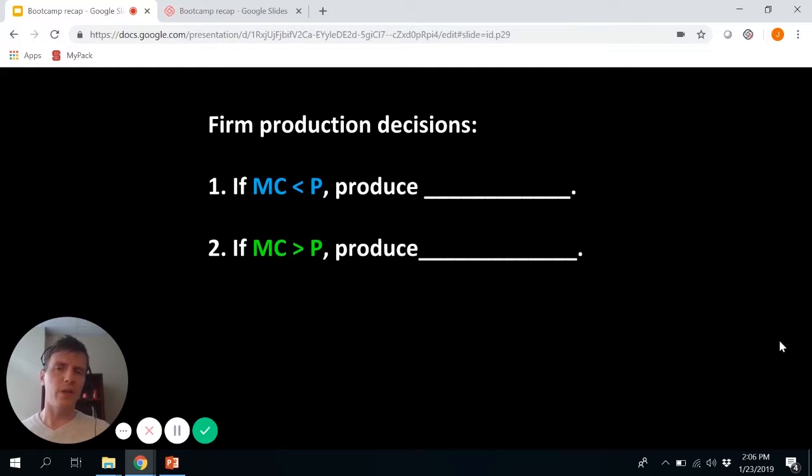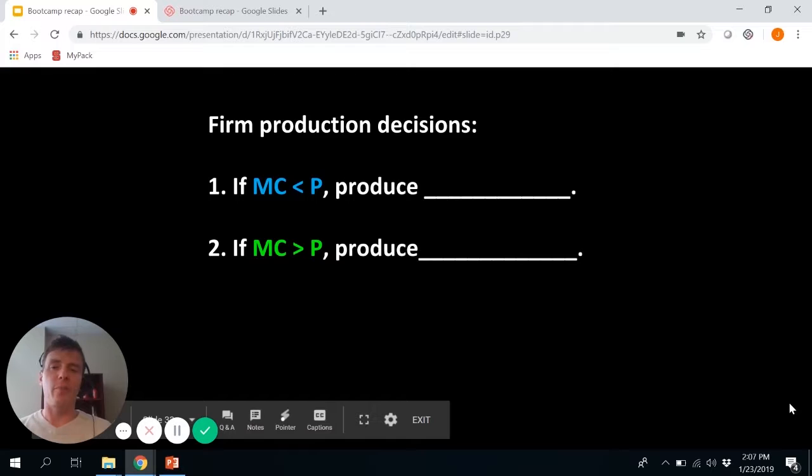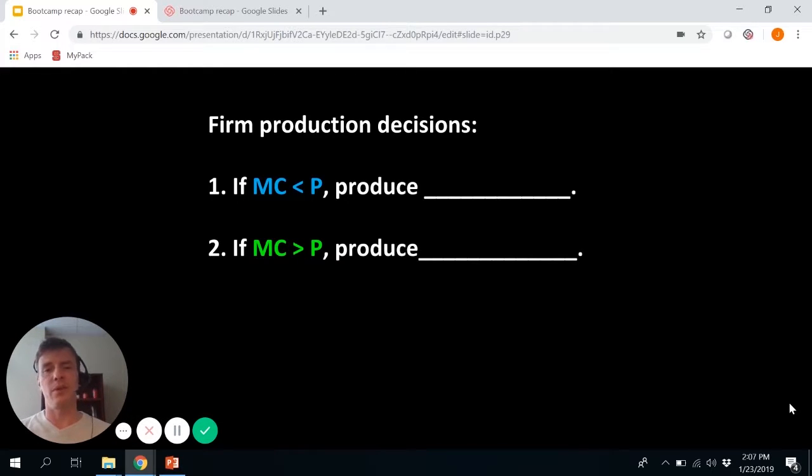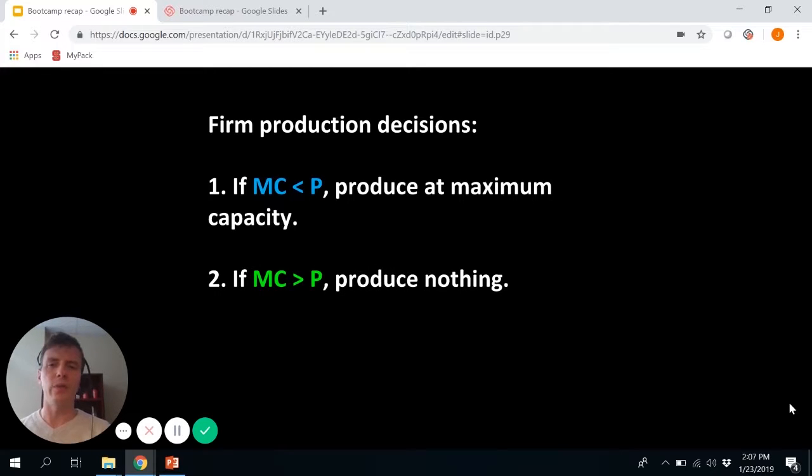If we recall from our lecture on firm production decisions, you'll remember that whenever the price is greater than the marginal cost, they should produce as much as possible to maximize profits. And whenever the price is less than the marginal cost, they should produce nothing at all, because they would be producing and selling something for a price that is less than it actually costs them to manufacture it. So we can fill in these blanks here. Whenever the marginal cost is less than the price, we're going to assume that the plant is producing at maximum capacity. And whenever the plant's marginal cost is greater than the price, we're going to assume that the plant produces nothing.